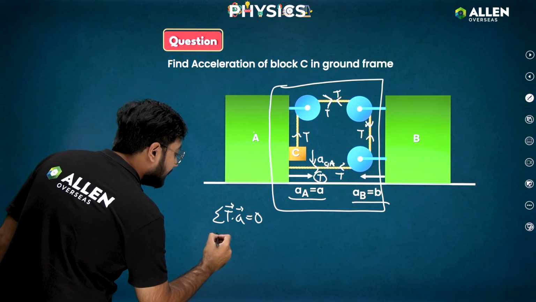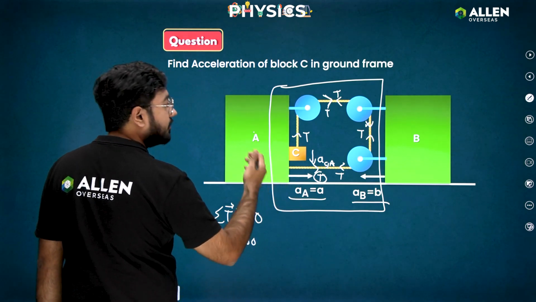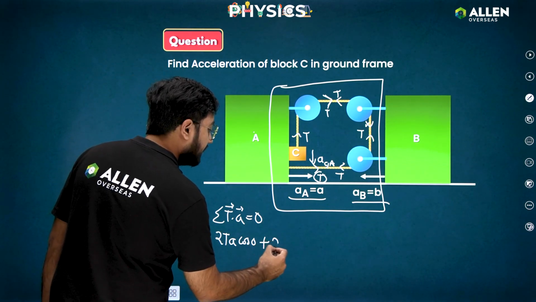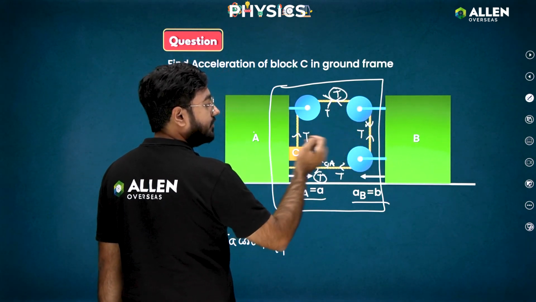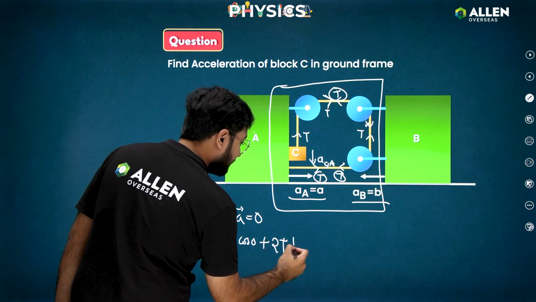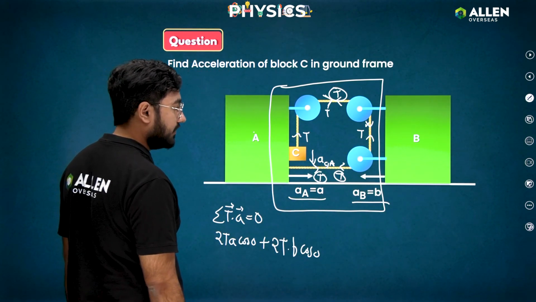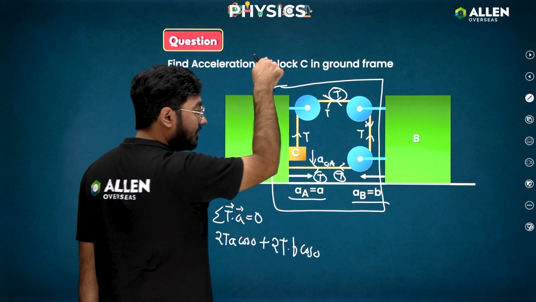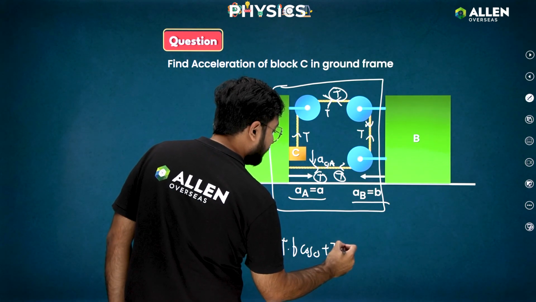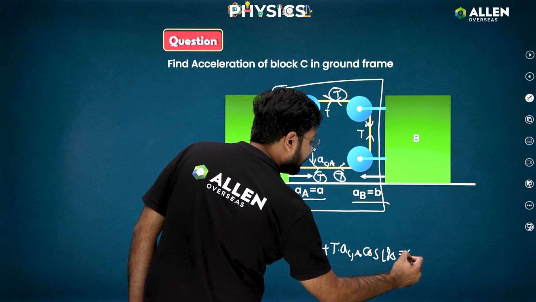Net tension, so 2T into a cos 0. Cos 0 because it is in the same direction. What about B? Plus 2T, again 2T. Why 2T? This T is trying to pull B. This T is trying to pull B. Right? T plus T, 2T, times b. Again cos 0. Why? Because tension is in this direction and acceleration is in this direction. Okay. What about C? Tension is upwards, acceleration is downwards, and only one tension is acting. So plus T dot a_C with respect to A, cos 180, and this thing is equal to 0.